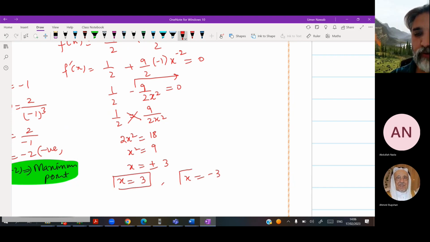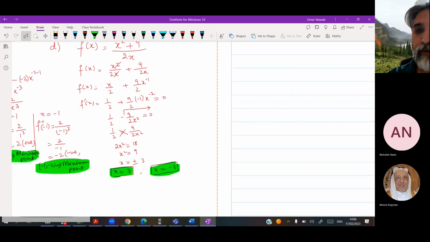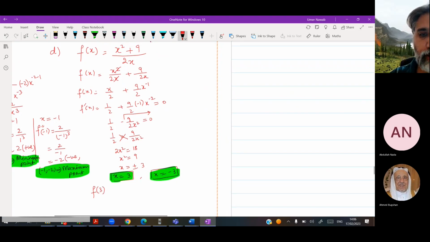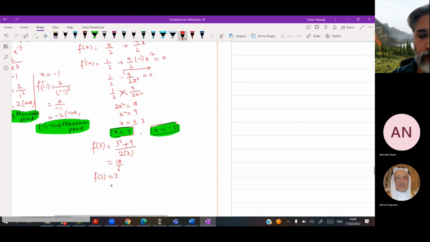Once you have the two values of x, you want to find the corresponding values of y. We will substitute them into the original equation. So the original equation is f of 3. I'm going to plug it in: 3 squared plus 9 over 2 times 3. So 9 plus 9 is 18, 18 over 6, and that gives me 3. So f of 3 is 3. What is the point? 3 comma 3.